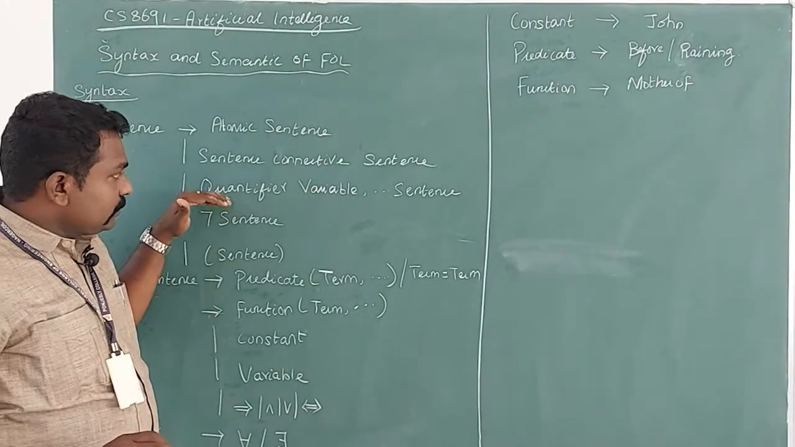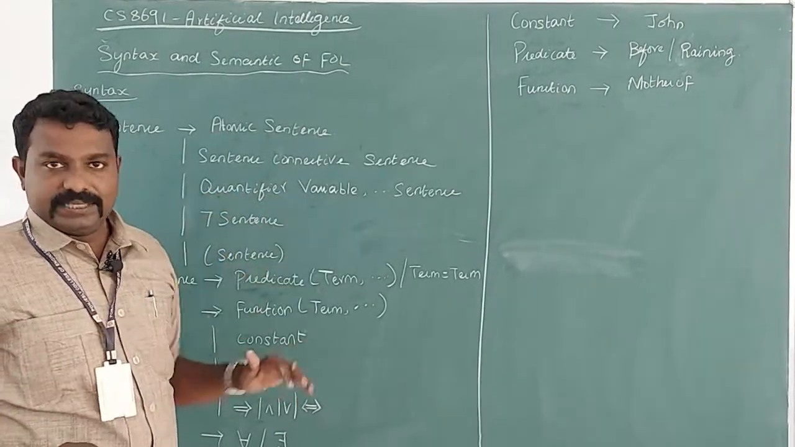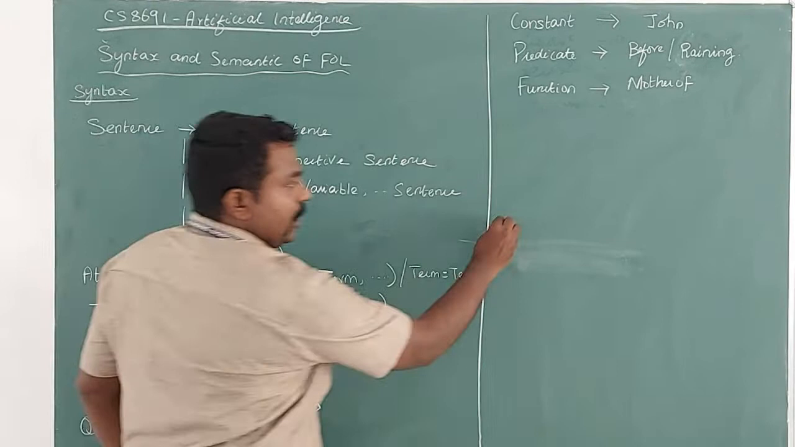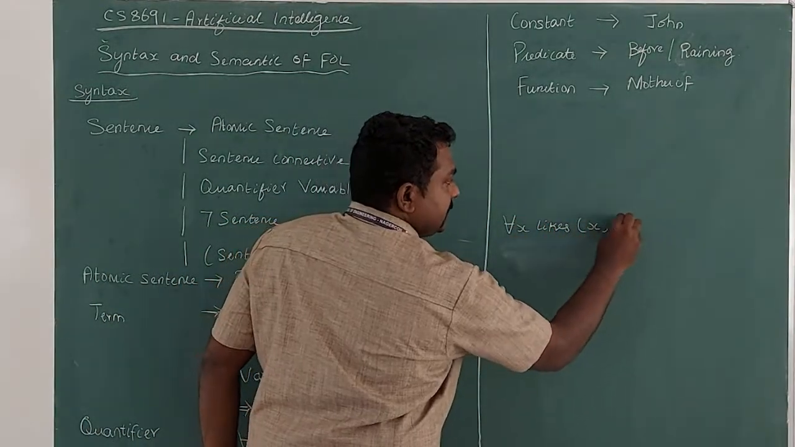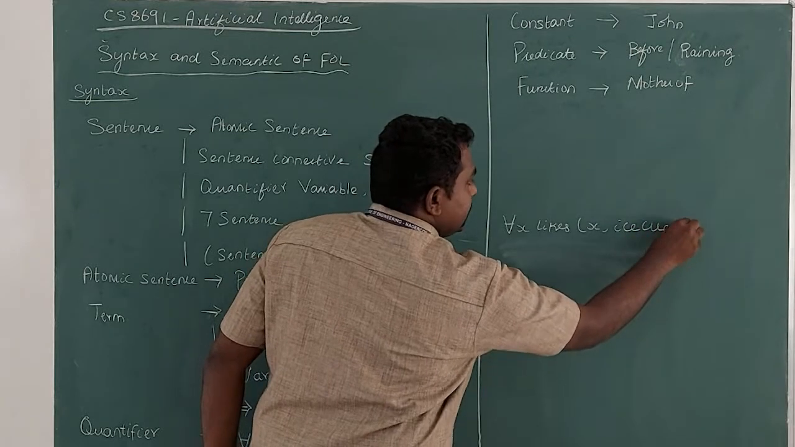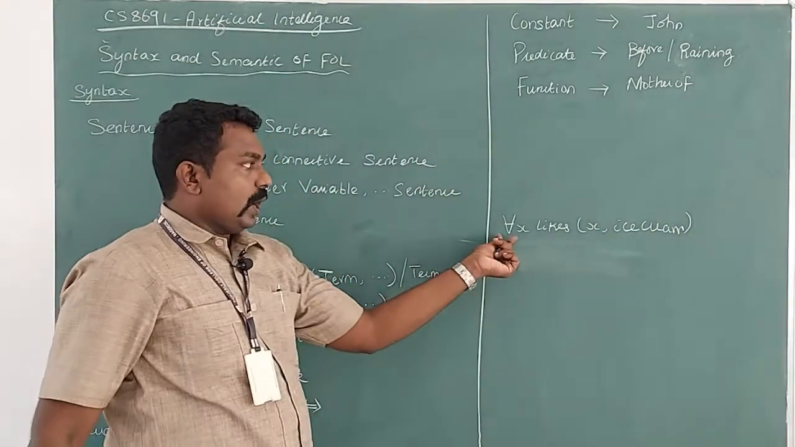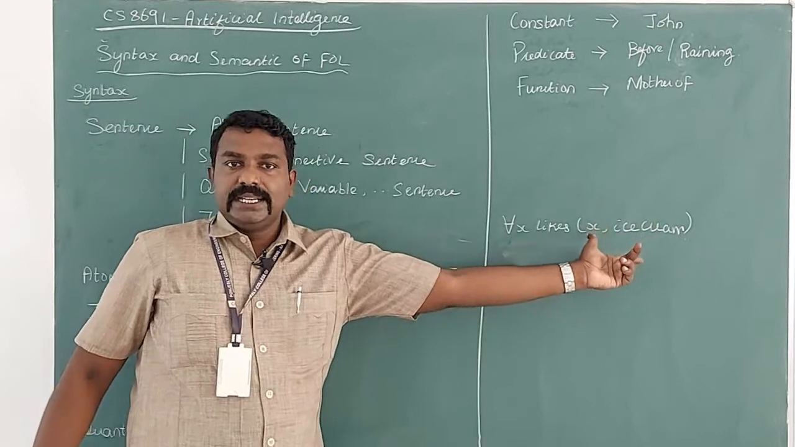Another format is a quantifier, variable, followed by a sentence. So you can write, for all x, likes(x, ice cream). This is also a sentence, a quantifier followed by a sentence.